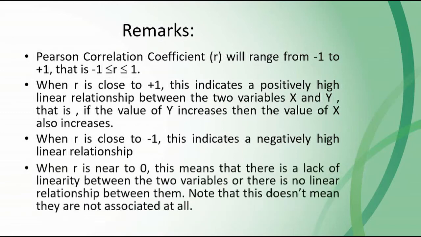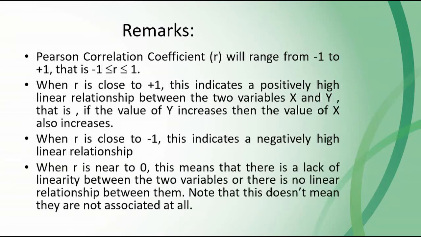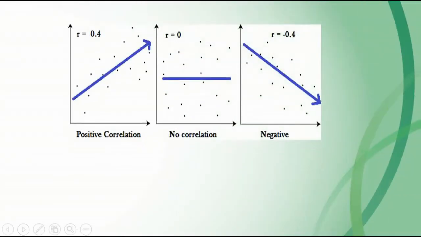When r is near 0, this means that there is a lack of linearity between the two variables, or there is no linear relationship between them. Note that this doesn't mean they are not associated at all. Now here is the graph of positive correlation, no correlation, and negative correlation. Now let's have an example.